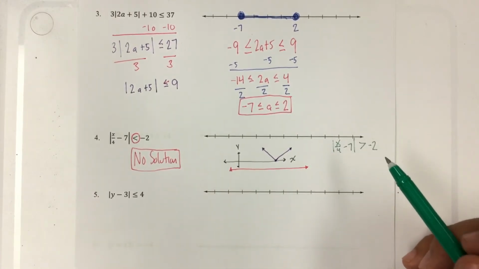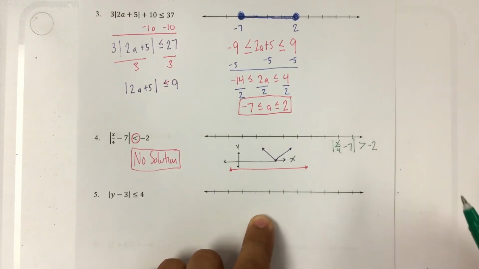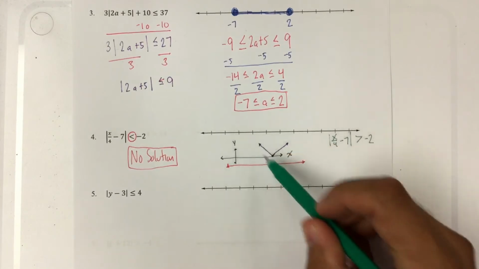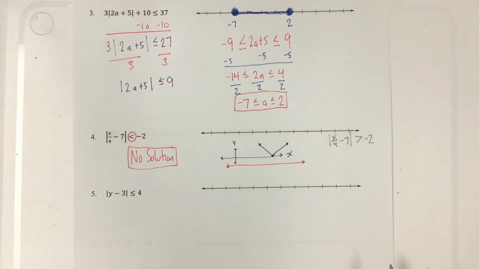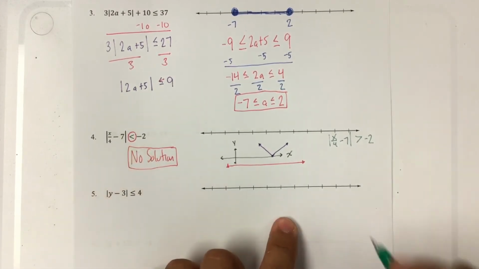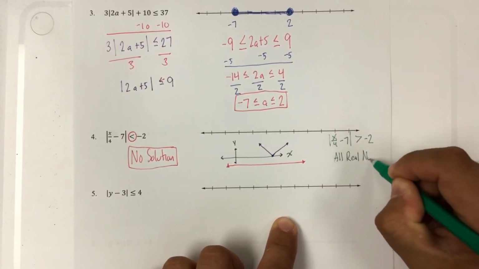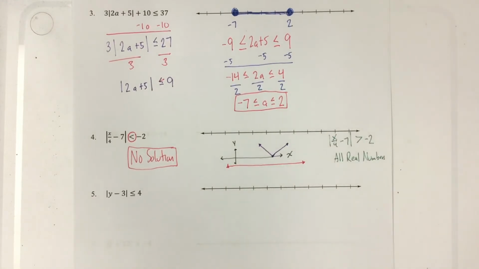Do y'all agree? So where is this purple graph above the red line? Infinite, right? If you trace it to the left going on forever, it's always above the red line. If you go to the right, it's always above the red line. Do y'all agree with that? So if it's less than, it's no solution. Greater than is going to be all real numbers. You do need to know that. So less than a negative number, no solution. Greater than a negative number, all real numbers.